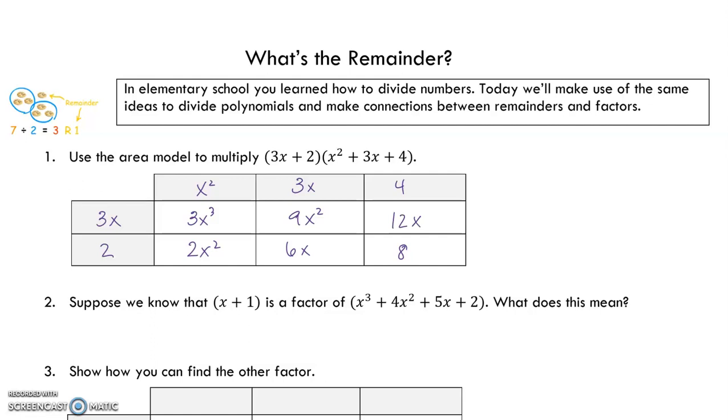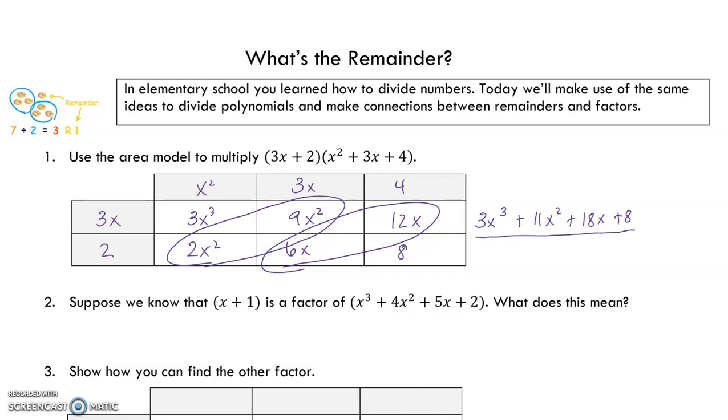So then to write out my final product, I'm going to combine my like terms. I've got 3x cubed plus these two are like terms, so 11x squared. These two are like terms, so plus 18x, and then plus 8. So the product of multiplying these two polynomials together resulted in this cubic function of 3x cubed plus 11x squared plus 18x plus 8. So that's how we multiply. Well, if we know how to multiply, let's talk about how to go backwards.